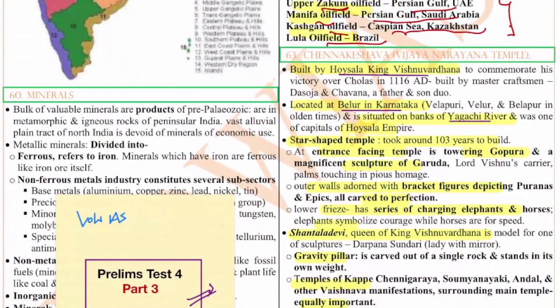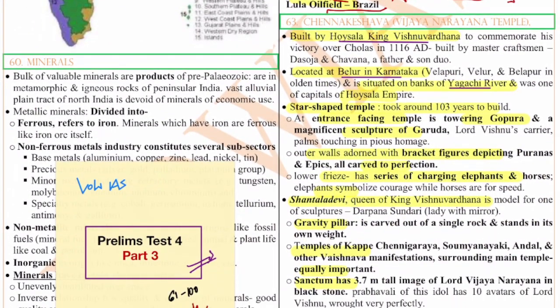Next, the 63rd question is with regard to the Channakesava temple. It is also known as the Vijayanarayana temple. This Channakesava temple was built by the Hoysala king Vishnuvardhana to commemorate his victory over the Cholas in 1116 AD. It was built by the master craftsmen Dasoja and Chavana, a father and son duo.